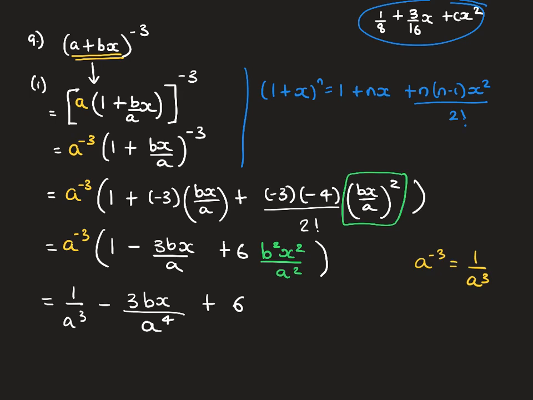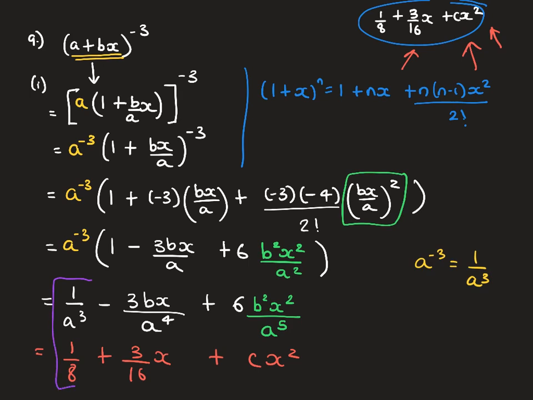And I'm going to do this in a different colour so we don't get 6 and b confused. B squared x squared over a to the 5. Now this has got to be equated with this result that we were given in the question. So this is 1 over 8 plus 3/16 x plus cx squared. And what we have to do is equate different parts of this so we can then work out a, b and c. So really easy to start off with.